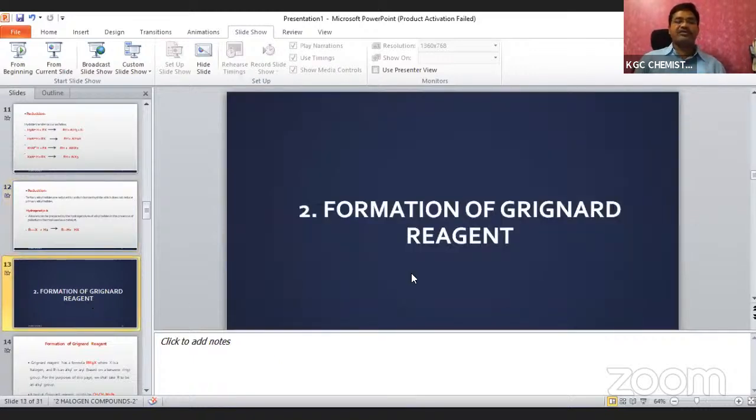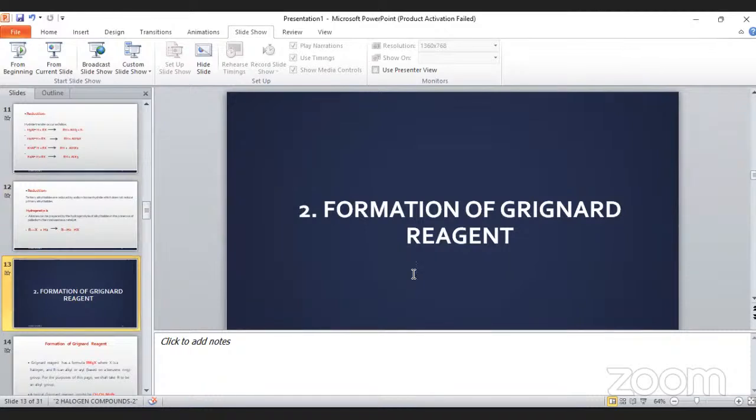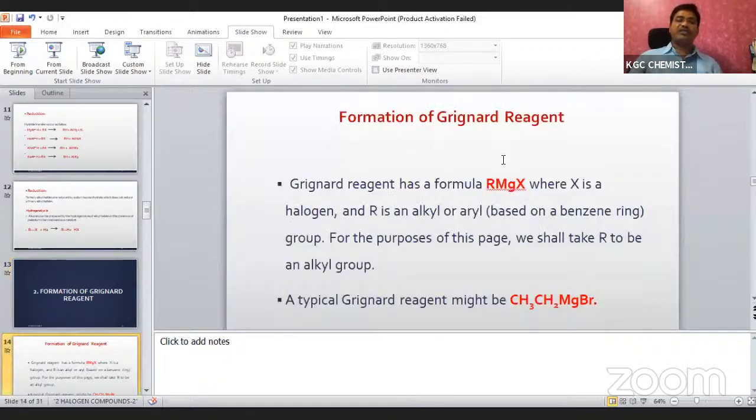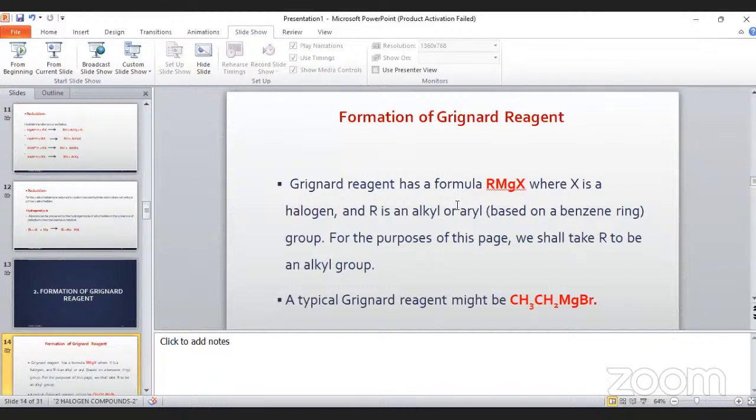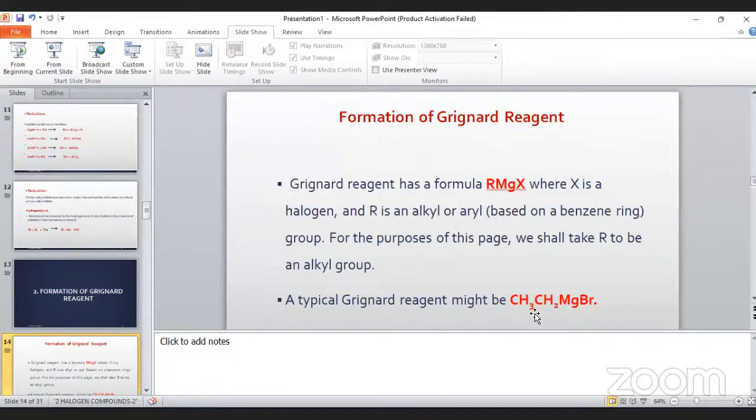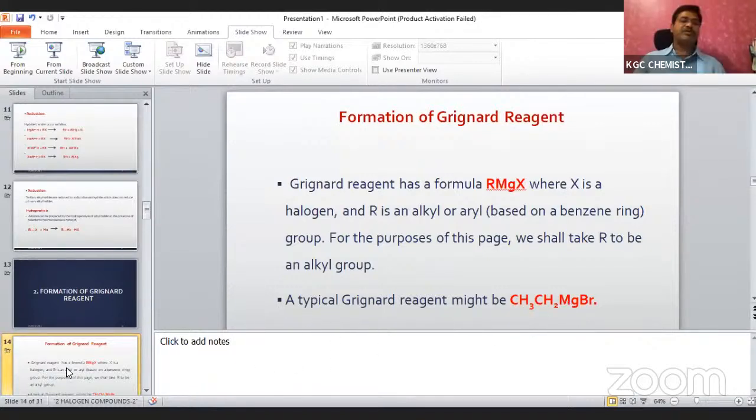Now, what is meant by a Grignard reagent? RMgX is said to be a Grignard reagent. Let us see the formation of the Grignard reagent. A Grignard reagent has the formula RMgX, where X is a halogen and R is an alkyl or aryl (benzene ring) group. For the purpose of this page, we shall take R to be an alkyl group. This R may sometimes be an aryl group also, but we are taking only the alkyl group now. A typical Grignard reagent is ethyl magnesium bromide.